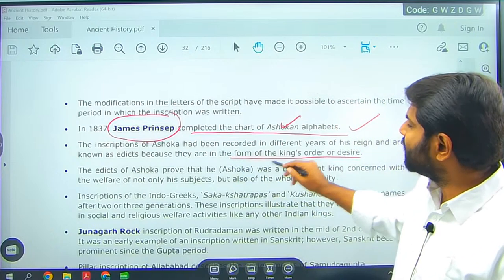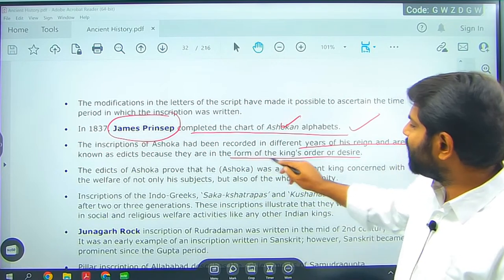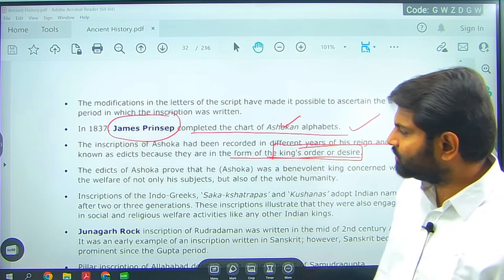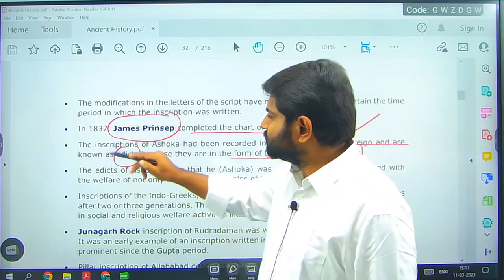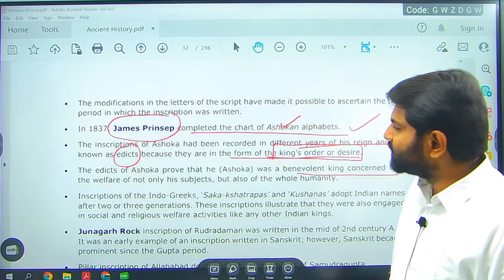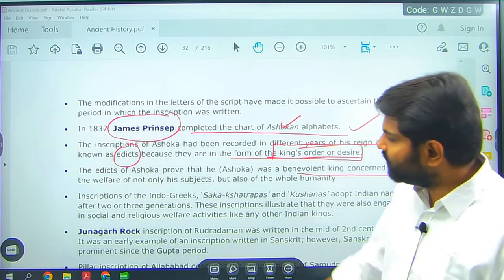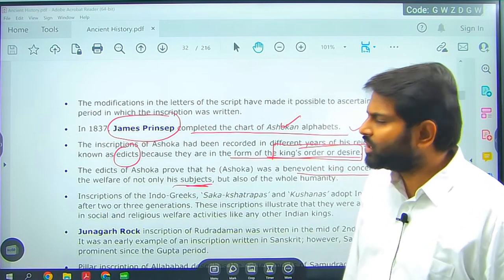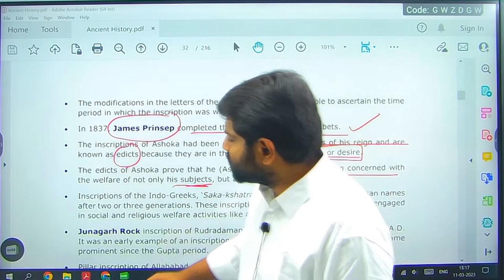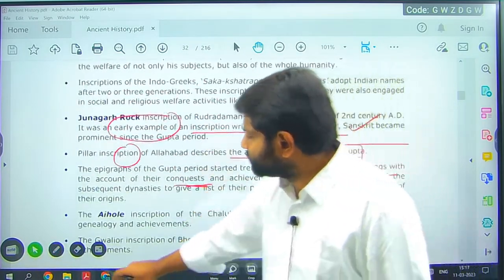The inscriptions of Ashoka were recorded in different years of his reign and are known as edicts, because they are in the form of the king's order or desire. So an edict is an order, right? The edicts of Ashoka proved that Ashoka was a benevolent king, concerned with the welfare of the people. Here we are calling them subjects, although we are not calling them citizens. When we talk about welfare, we are talking about Part 4 of the Indian Constitution. Ashoka is one of the predecessors talking about the welfare of people.